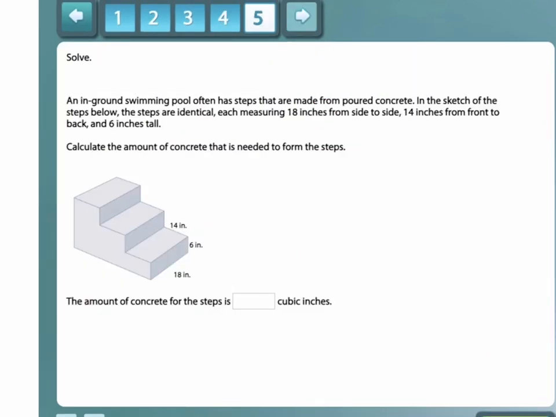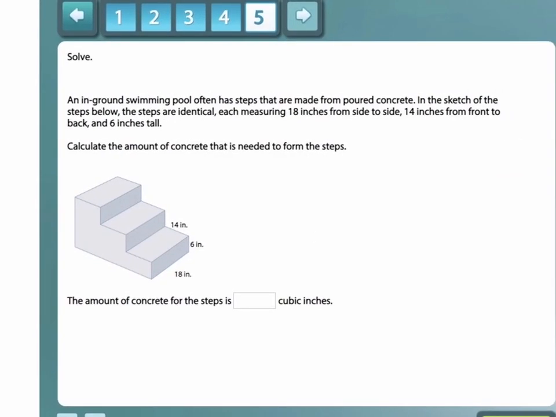Taking a look at problem number 5, an in-ground swimming pool often has steps that are made of concrete to get up into the pool. In the sketch of the steps below, the steps are identical. So it's really important that you unpack that the steps are identical. That means they're all exactly the same length, width, and height, each measuring 18 inches from side to side, 14 inches from front to back, and 6 inches tall.